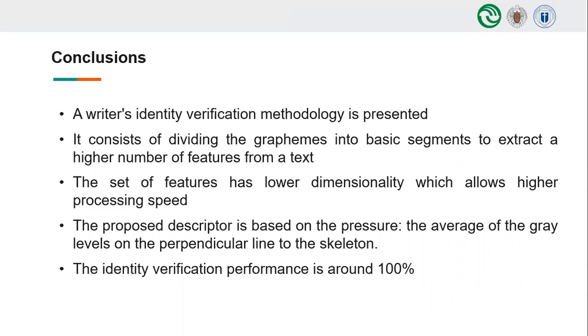The proposed descriptor is based on the pressure measurement. Particularly, it corresponds to the average of the gray levels on the perpendicular line to the skeleton. Some interesting properties of the proposed descriptor are that it is invariant to rotation and to scale, making it a general one. The evaluation results are quite good. A hit average of 98% was obtained for each of the 6 segments proposed. The combined use of these segments improved the performance up to 99% of hits in identity verification.